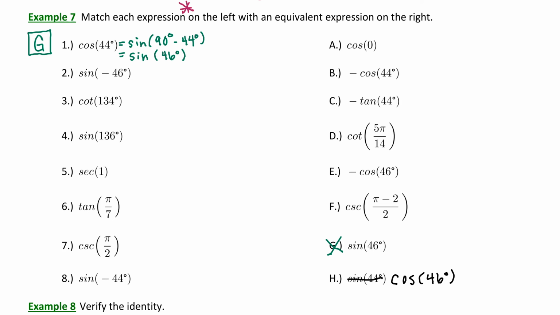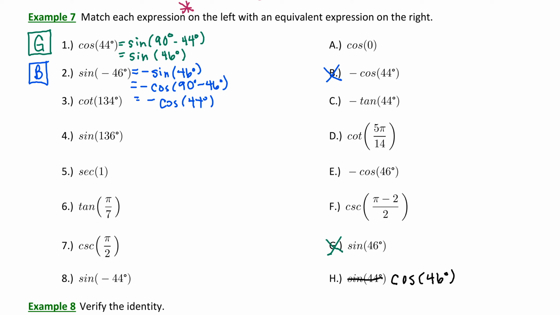In example 2, we have sine of negative 46 degrees. Now, before we can apply our cofunction identity, we need to start with our odd identity. Sine of negative 46 degrees, because sine is odd, is negative sine of 46 degrees. Then we can apply our cofunction identity. We're going to change the sine to cosine and subtract the angle from 90 degrees. 90 degrees minus 46 degrees gives us negative cosine of 44 degrees. And as you can see, that's option B.